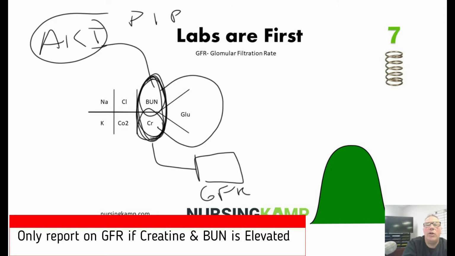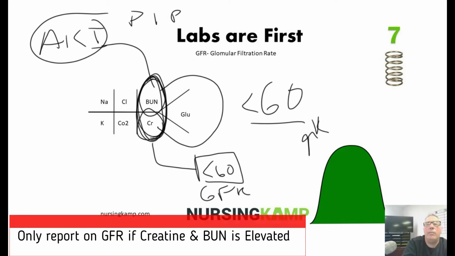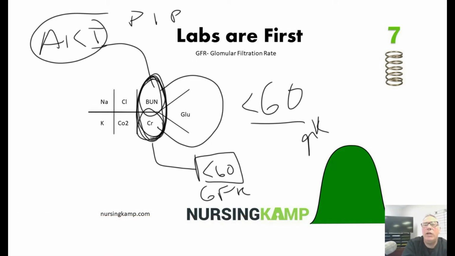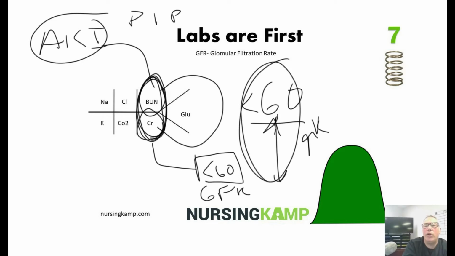And that GFR is a number that we want greater than 60. The reason why 60 is so important is that if it is less than 60, they start to build up toxins like potassium. But in acute kidney injury, this number can go down and then it goes back up. And that's what we're trying to monitor with acute kidney injury.